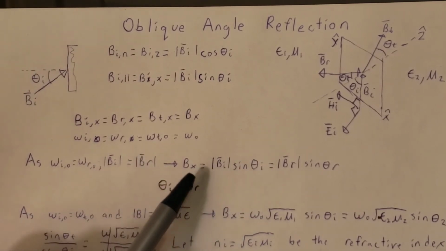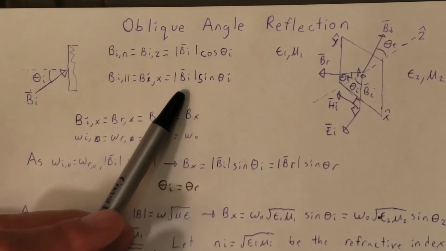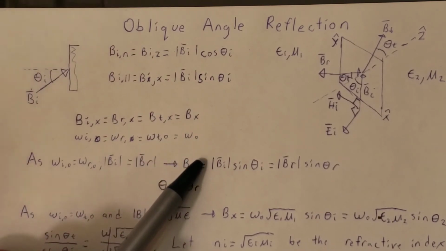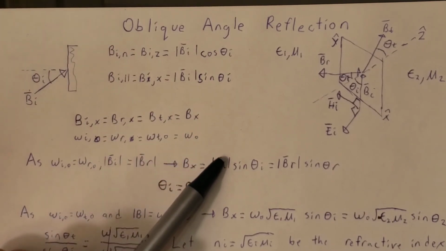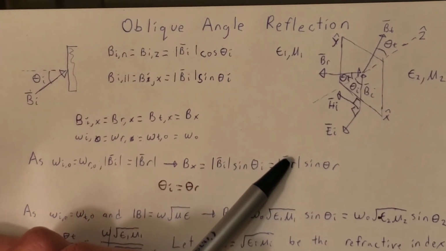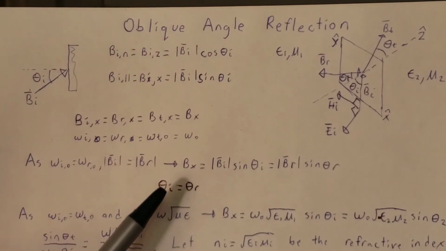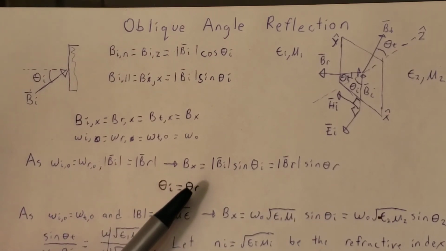Now, as the parallel components of the direction can be given by this formula, we see that bx is equal to the wave number of the incident wave times sine theta i, and it's also equal to the wave number of the reflected wave times sine theta r, which means that the incident angle and the reflected angle are equal.